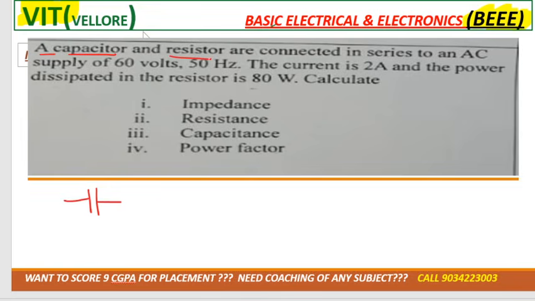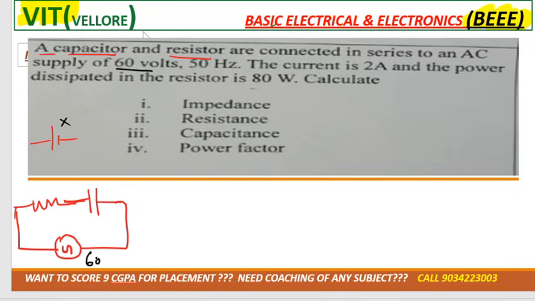They said resistor, so it's better to draw the resistor first, because we always write it like this: resistor and capacitor, RC, RL, RLC. Draw the resistor. They said it is connected in series with an AC supply. Don't draw a DC supply. This is DC supply, this is AC supply. The supply they have given is 60 volt, so mark it here, and the frequency is 50 hertz.